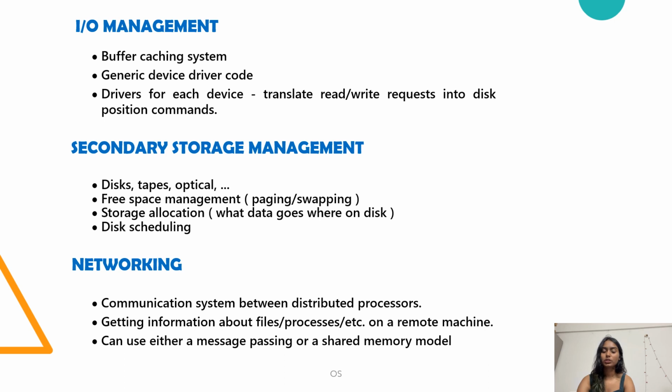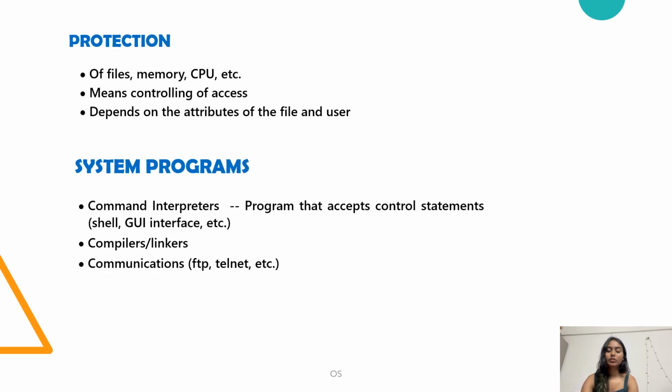on a remote machine, which can use either a message passing or a shared memory model. So protection of files, memory, CPU, etc. means controlling of access, which depends on the attributes of the file and users. System programs: command interpreters, programs that accept control statements, shell, GUI interface, etc. Compilers, linkers, communication, etc.